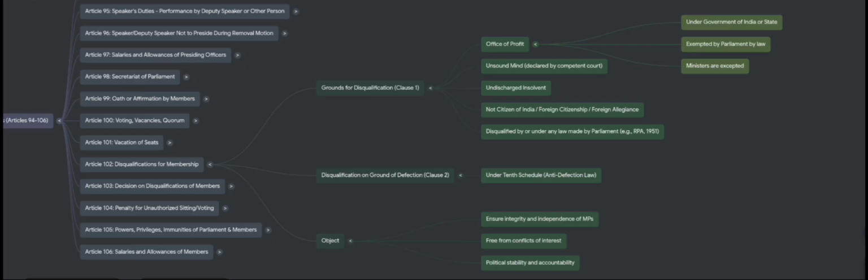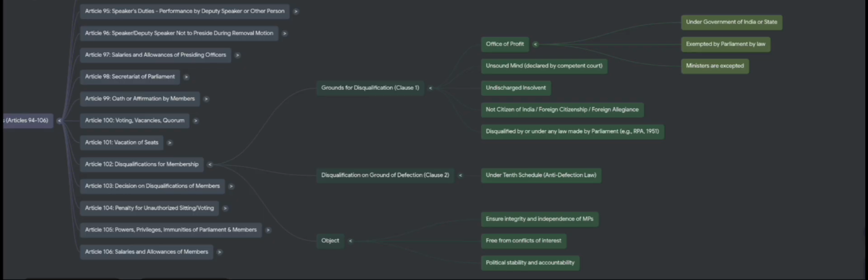However, Parliament itself has the power, through legislation, to declare that holding certain specific offices will not disqualify a member. This allows for practical adjustments. And notably, the Constitution clarifies that being a union or state minister is not considered holding an office of profit for this purpose. That's a practical necessity for the parliamentary system of governance to function.